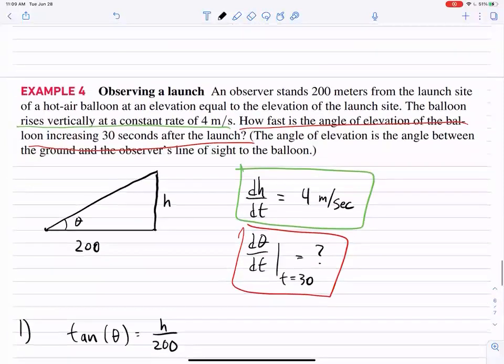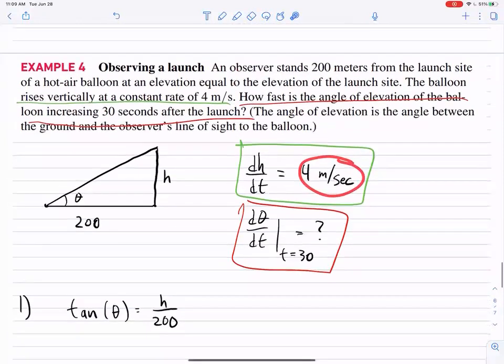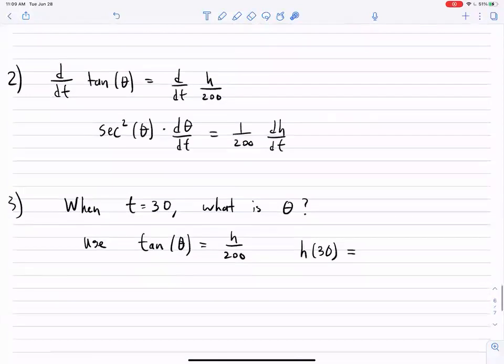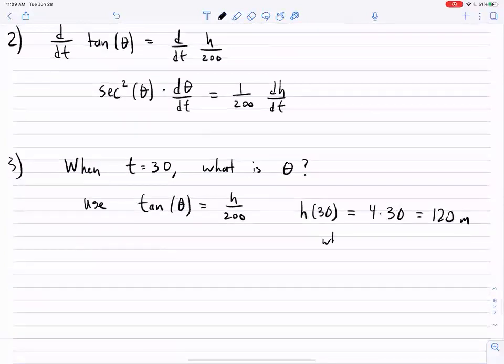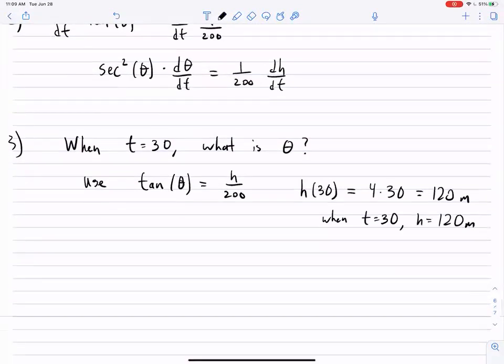And h at t equals 30 is what? Well, if it's increasing by 4 meters per second, then after 30 seconds, it would just be 4 times 30, which is 120 meters. And so h is 120 meters when t equals 30, because it's rising by 4 meters per second and after 30 seconds it will be at a height of 120. And so that means tangent of theta is 120 over 200.